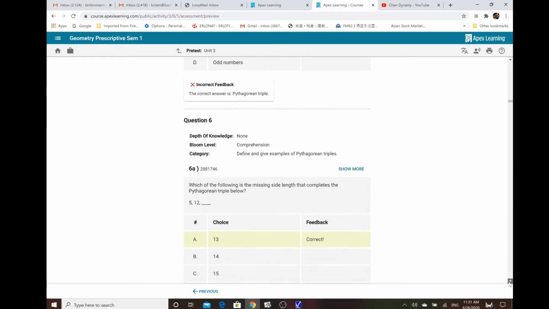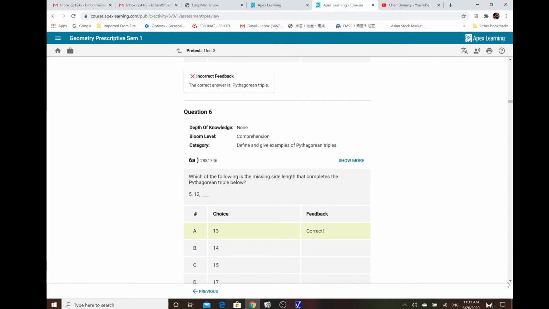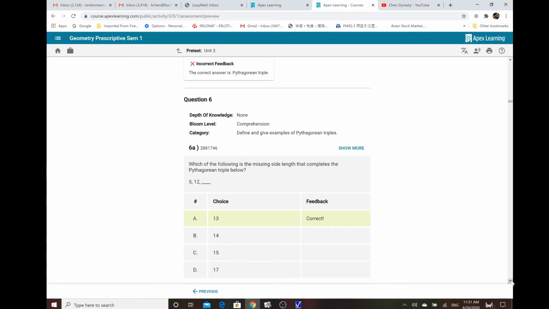And then number 6. Which of the following is the missing side length that completes the Pythagorean triple below? So this one, you can definitely use the Pythagorean theorem. So a squared plus b squared equals c squared, and then solve for c. And by the time you solve for c, you'll get 13. Again, all three numbers must be whole numbers or positive integers.